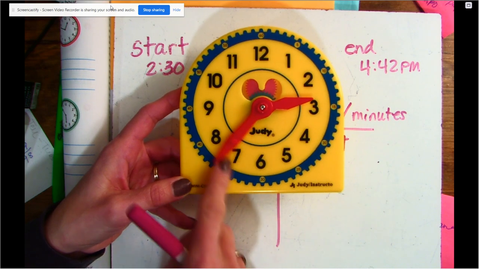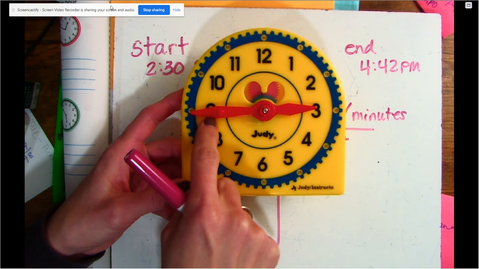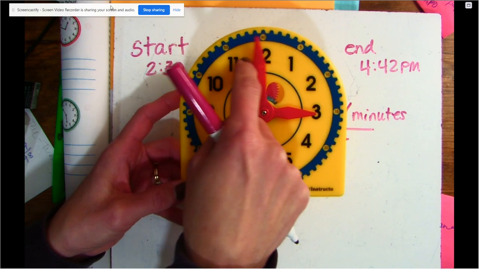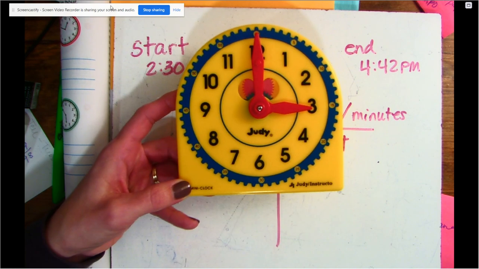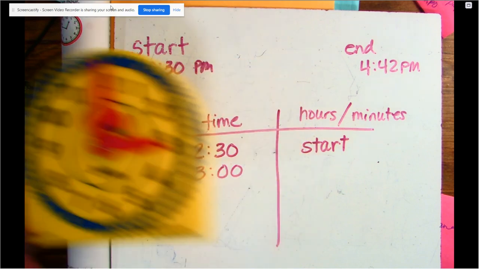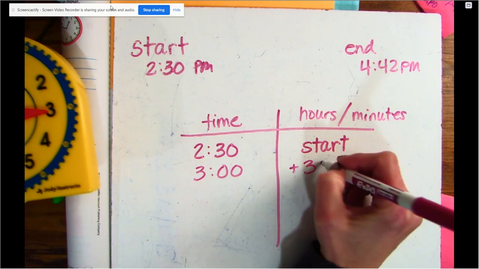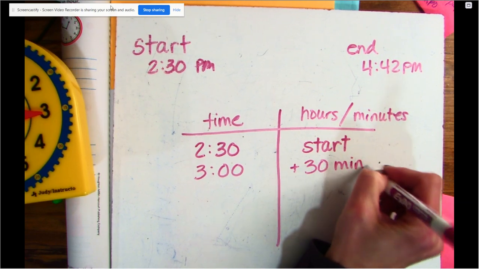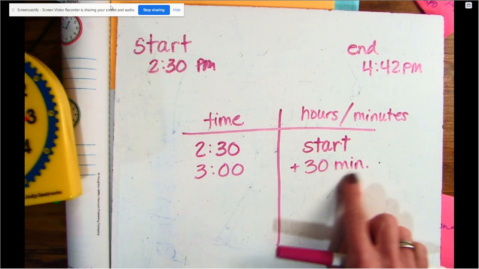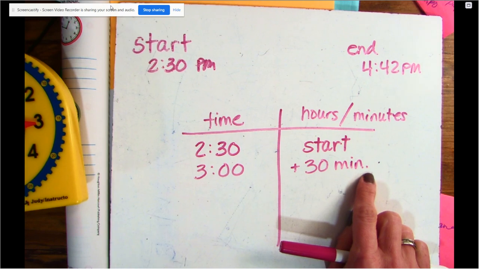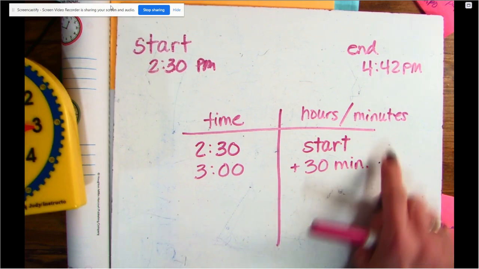5, 10, 15, 20, 25, 30. 30 minutes gets me to the next hour. So I'm going to write plus 30 minutes. And I'm going to use that abbreviation. We've talked about that before. MIN period is the abbreviation for the word minutes.